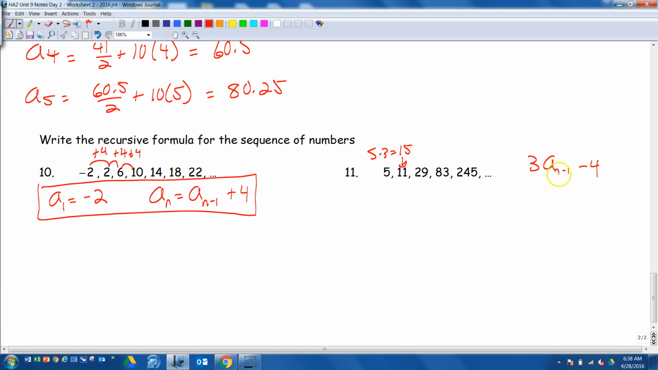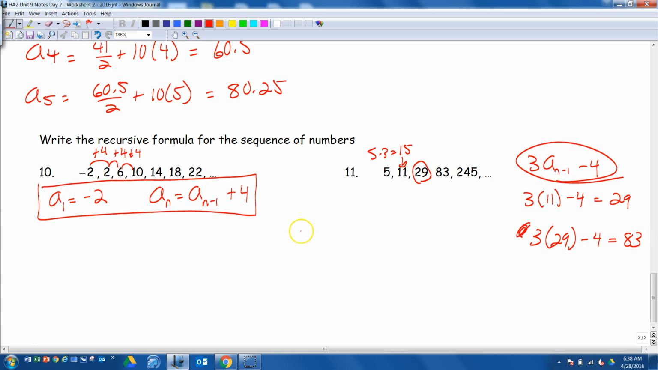So let's try this one now. So we know that when we put a 5 in, that gets 11. If I do 11 now, and then minus 4, what do I get? I get 33 minus 4, which is 29. Okay, that's our next number, so that's good. Let's try it one more time to make sure we have the right pattern. 3 times 29 minus 4 is 83. So this is the pattern here. So to write a recursive formula, you need a starting point of a sub 1 equals 5, and then you need a sub n equals 3 times its previous term minus 4.